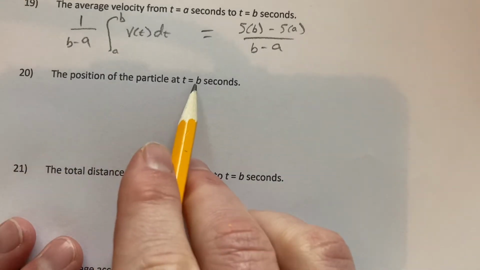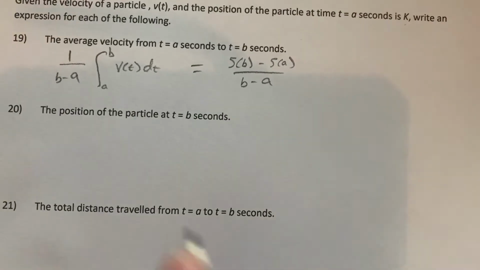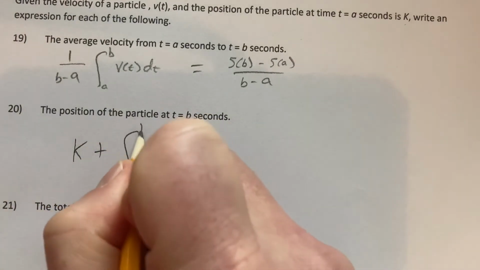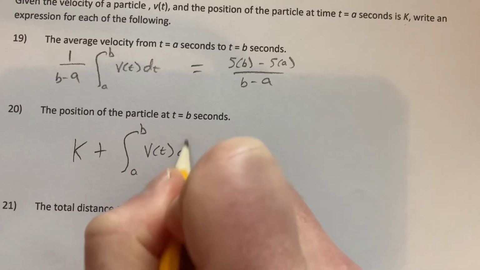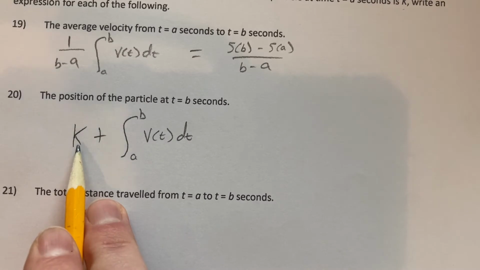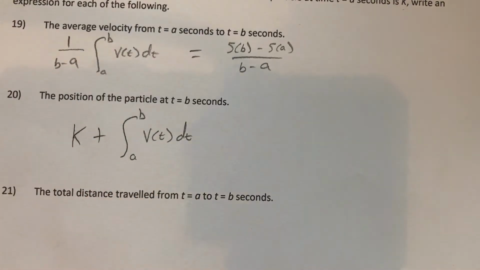What's the position at time B? Well, that would be the position at time A, which is k, plus the change in position from A to B, which is what the integral of velocity gives you. So k is where I'm at time A, and then if I integrate from A to B, it'll give me the change in that position.